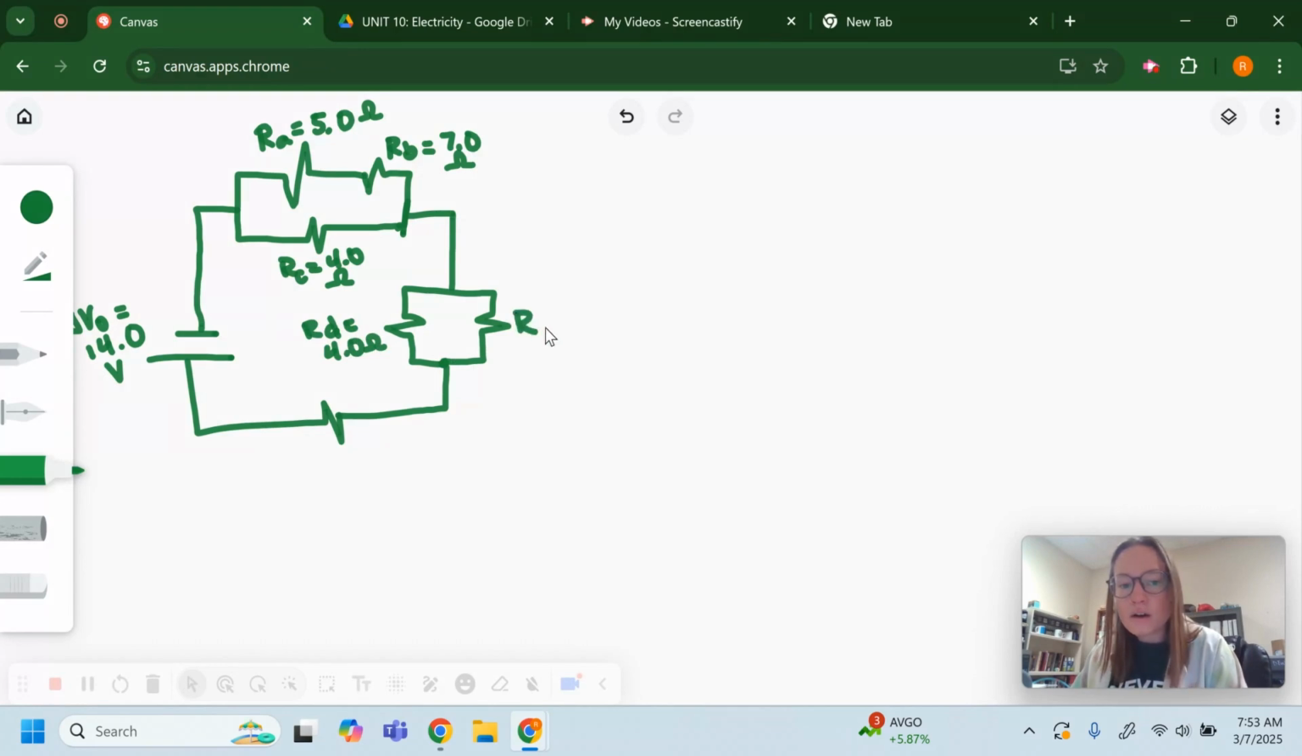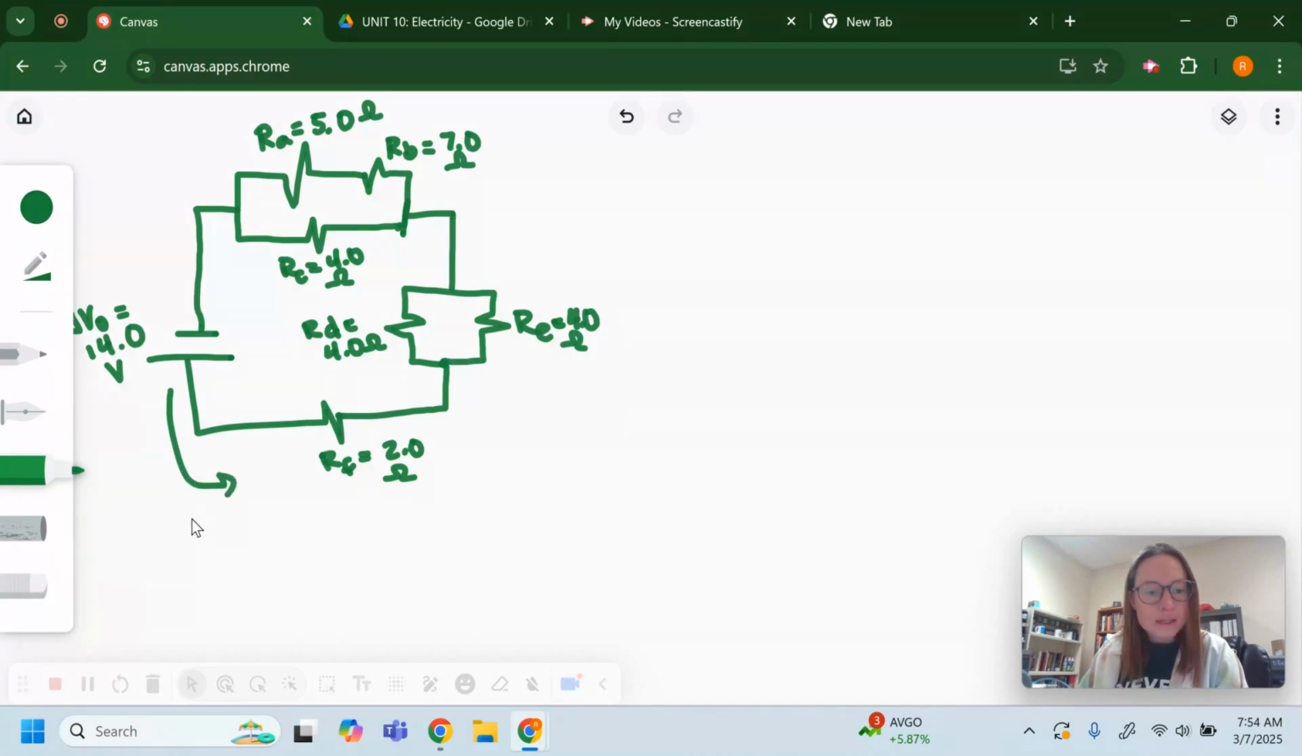Then you have RE right here, which is equal to 4.0 ohms. Then you have RF down here, which is equal to 2.0 ohms. Last, we label our current and we say that I naught is going to go around this whole circuit this way. Wow, this is a crazy looking circuit, but what's going to be even crazier is all of the things that we are asked to find.